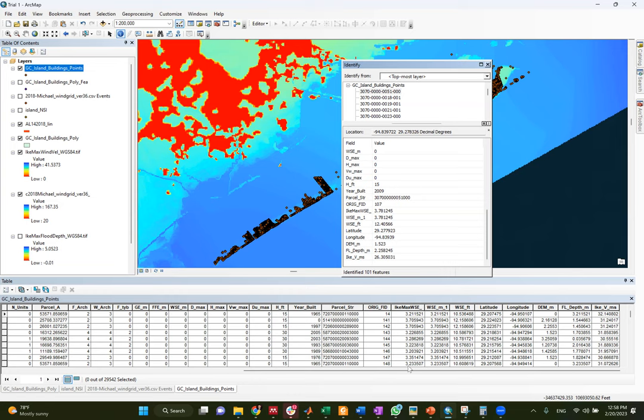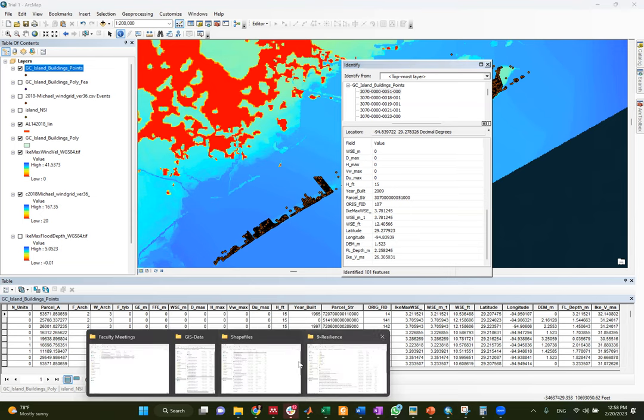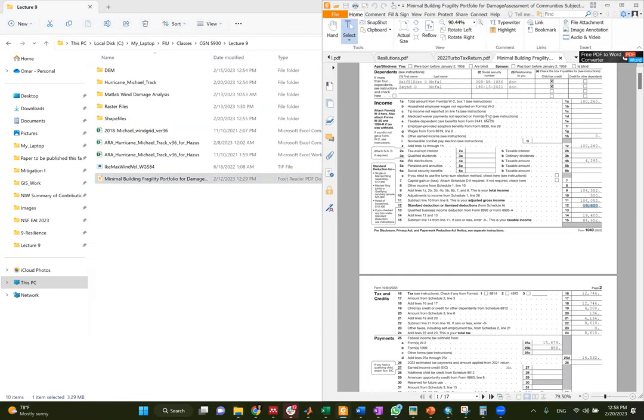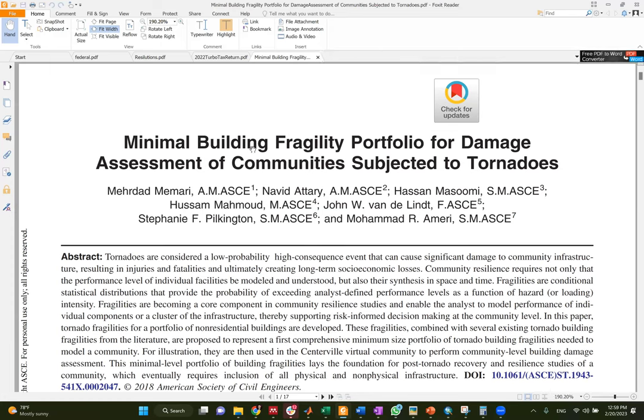Okay, let's now see what is in the literature in terms of vulnerability functions. There are many papers about wind fragility functions, but this paper has most of the wind archetypes out there. It's called Minimal Building Fragility Portfolio for Damage Assessment of Communities Subjected to Tornadoes. So from first glance, you will say, okay, this is for tornadoes. We are doing hurricanes right now. This paper did wind fragilities for straight line winds, like winds from hurricanes, but they also have other fragilities adjusted for tornadoes. So it has both. Let's go check this paper.